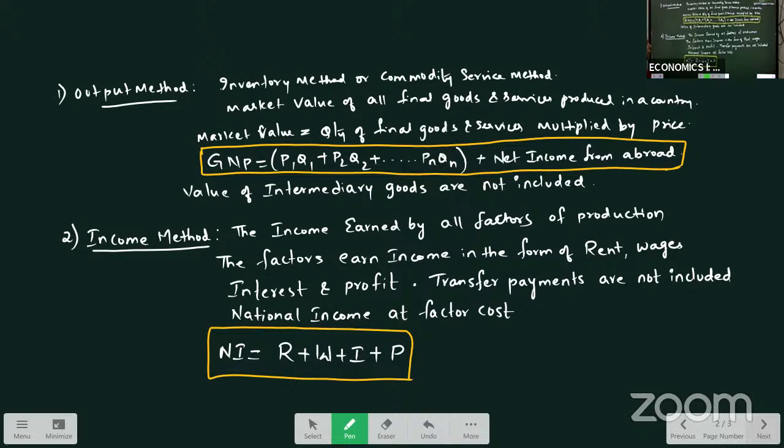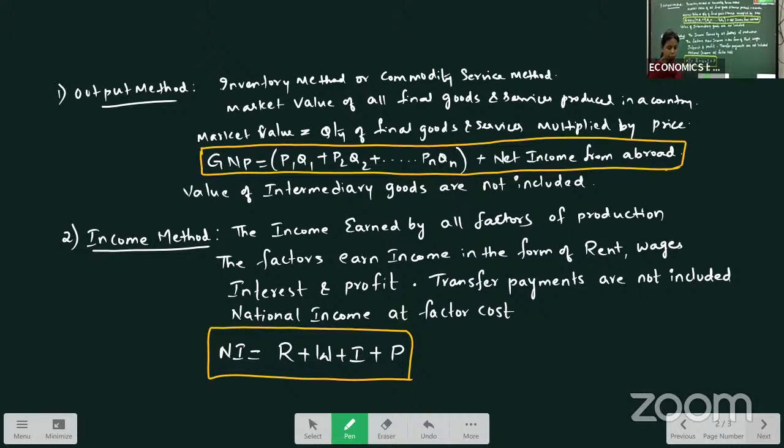Next, we have income method. Under income method, we take income earned by all factors of production. So what are all the factors of production? The factors of production are land, labor, capital, and organizer. So these factors earn income in the form of rent, wages, interest, and profit.